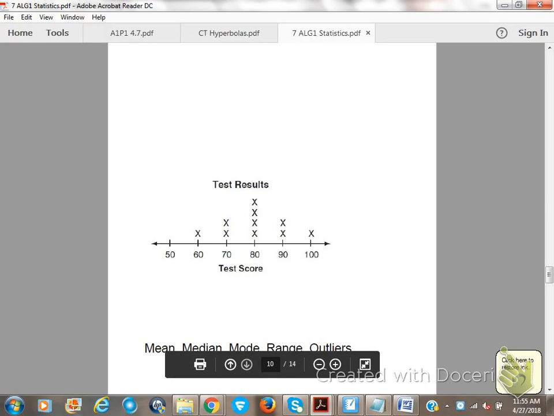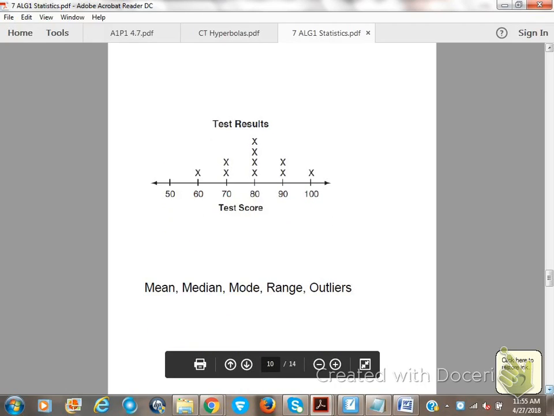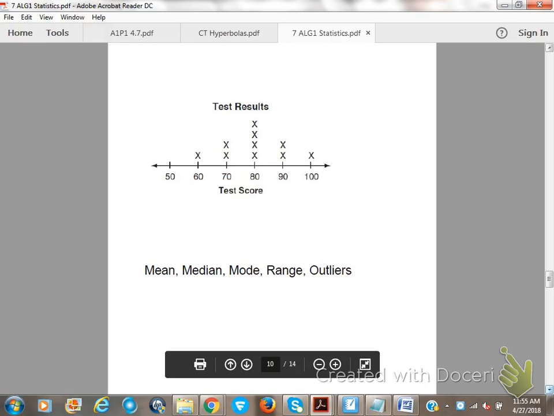This is a line graph. If this one had a curve shape, what would it be? Bell. And if they asked you for mode, what would that be? 80, which one happens the most? Good. So you can still figure stuff out from that.